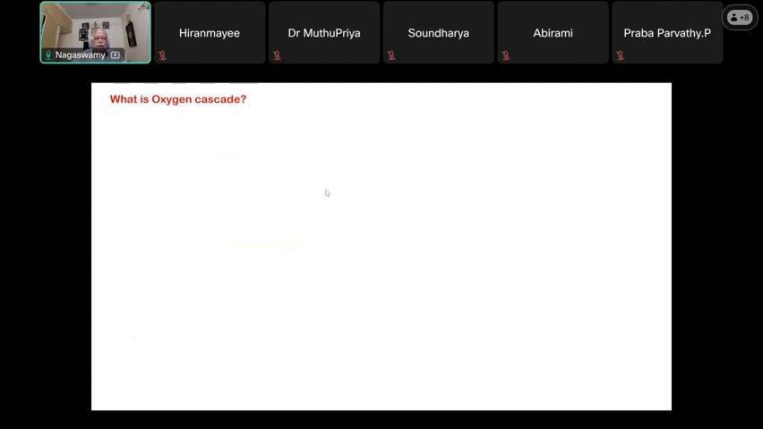Next comes the importance of the oxygen cascade. How and why is the oxygen cascade important? All of you know what a cascade is, isn't it? A stepwise fall is a cascade. When you go to Kodaikanal, the first thing you come across is Silver Cascade at the entry of the city. All of you stop there and find water flowing from the top of a small hillock in various steps. That is the oxygen cascade analogy. Why should you know about the oxygen cascade?